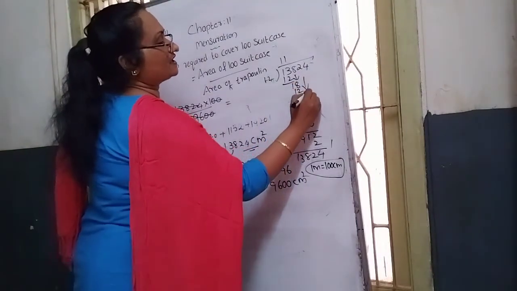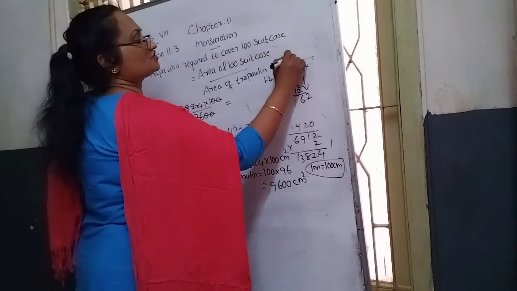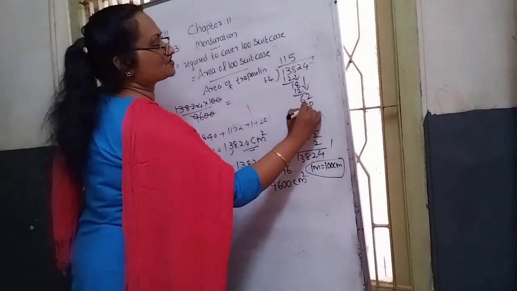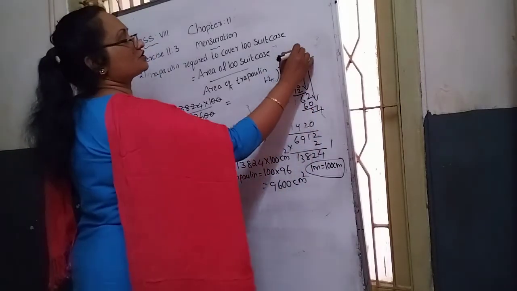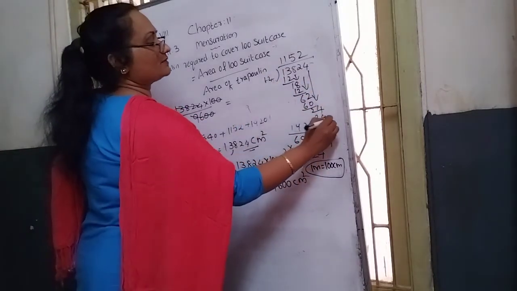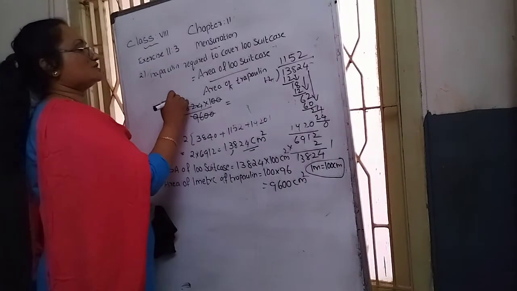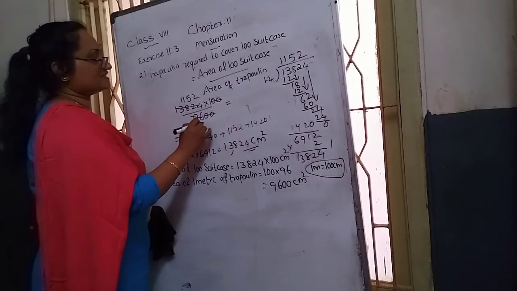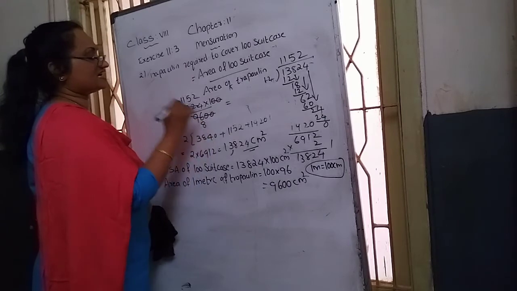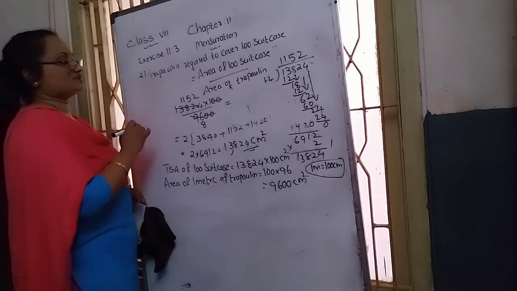Then the next number, 62. 12 table, 62 is not there. 5 times 60. Again 2. The next place number, 24. 12 table, 24, 2 times. So the remainder becomes 0. Cancelling, how much? 1152 is the answer. 12 table, 96: how many times? 12 eights are 96, so we get that there.